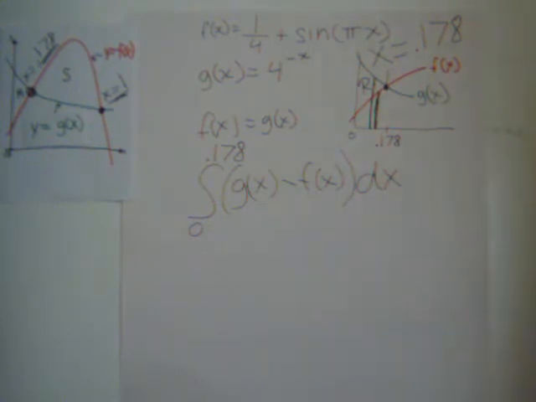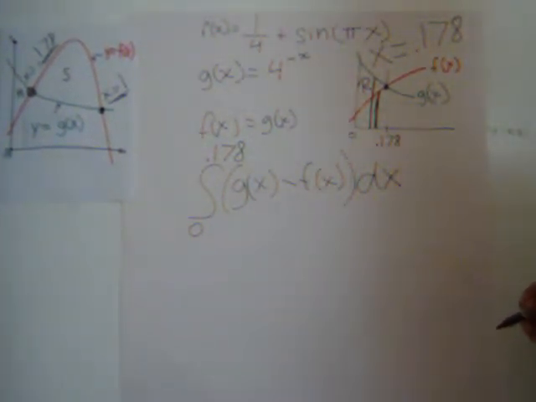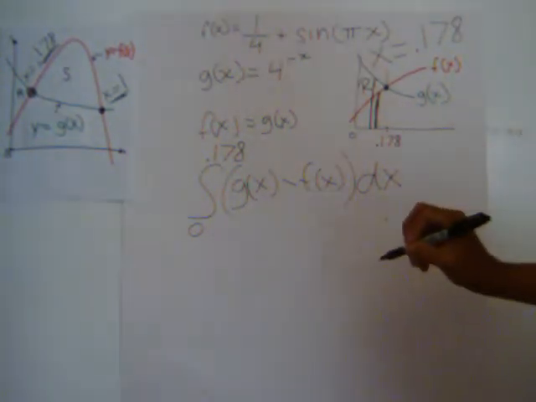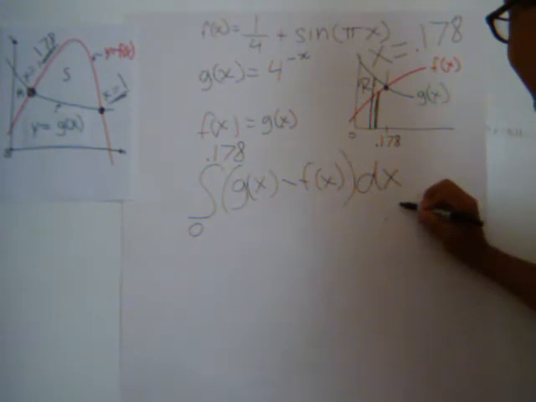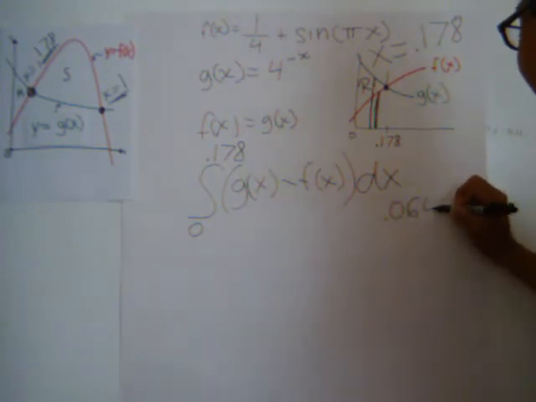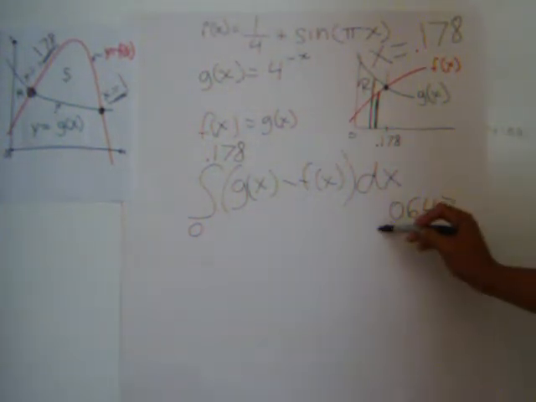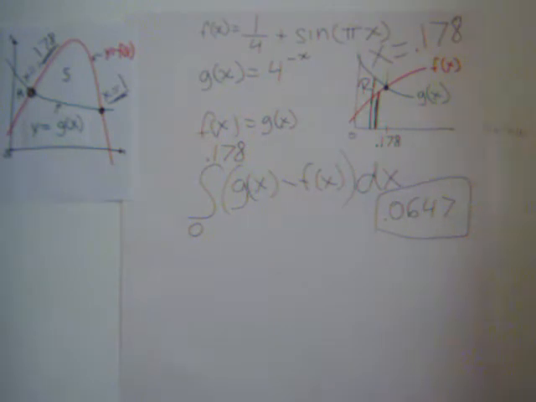Now, when you put this into your graphing calculator, you get your answer of the area of R to be 0.0647. And for this problem, since you don't have any units, you don't need to include units. That was A. Let's move on to B.